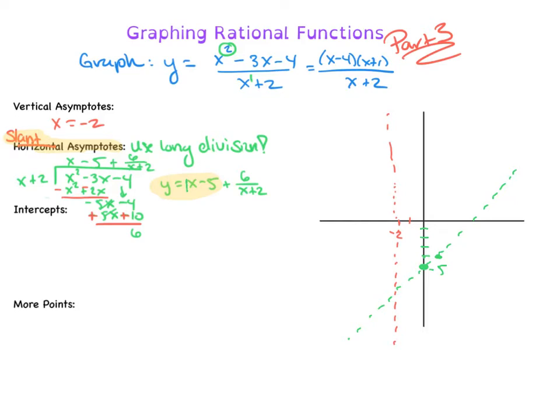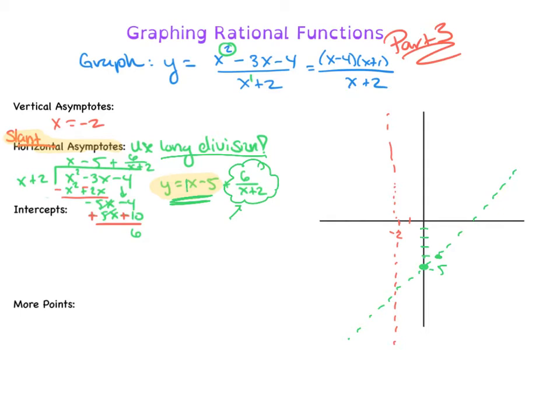Okay, so just to recap that really quickly, if the degree of the numerator, 2, is bigger than that of the denominator, 1, then you could have an oblique, or sometimes called a slant asymptote. The way you want to figure out the equation of that slant asymptote is using long division. Once you get the graph of y equals x minus 5, you can ignore the remainder because the bigger that x gets, the less and less important this 6 over x plus 2 gets. So now we can finish our problem by finding our intercepts and some more points if we need to.